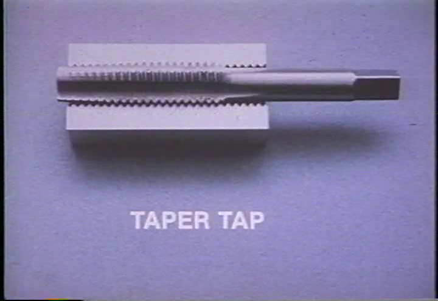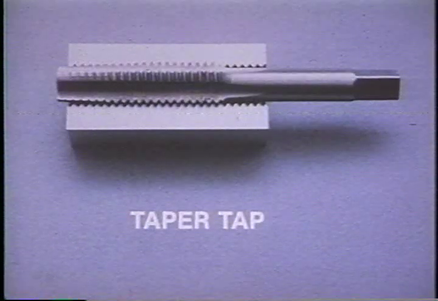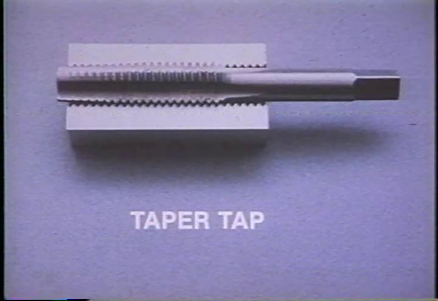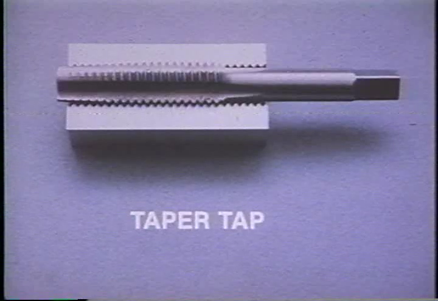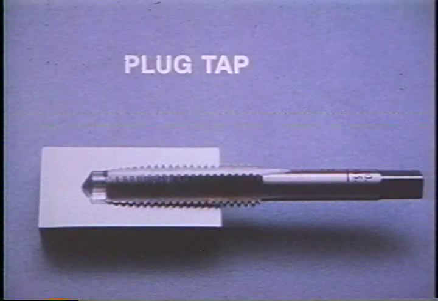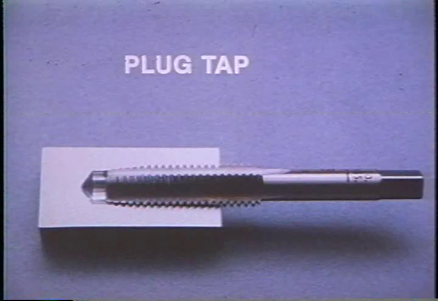A taper tap has its front end tapered at least 6 to 9 threads before its full diameter is reached. A taper tap is used for threading holes that go all the way through the workpiece. A plug tap can produce threads close to the bottom of a blind hole. It can also be used with open holes, so it's considered a general purpose tap.